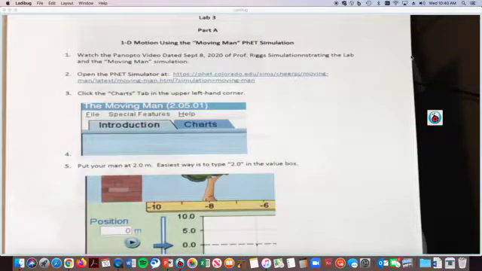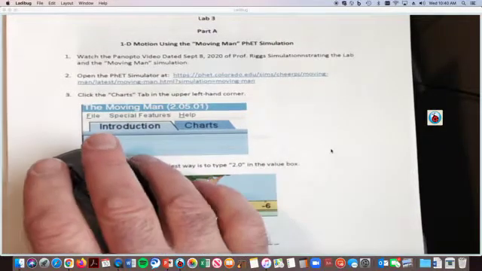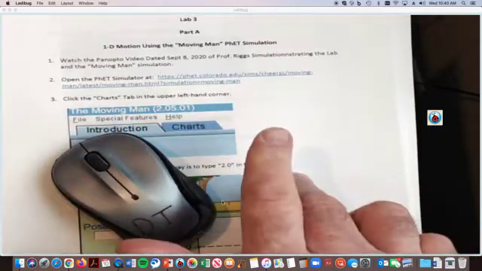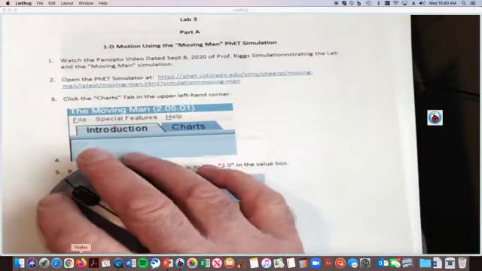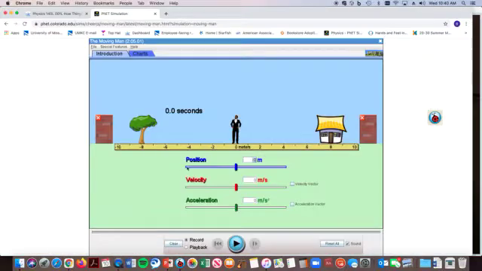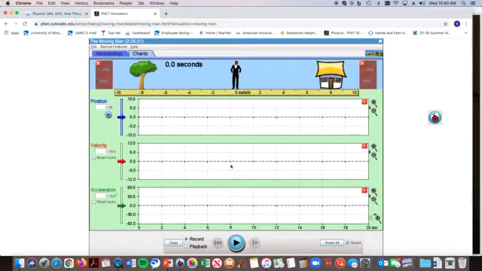Okay, so watch the Panopto video on simulating the moving man simulation. I don't think that's there, so you're going to watch this one. Then you open the web page here where you open it, and let's just go there. I'll be reading from this sheet while we're doing it together over here. So I'll go to charts, and here's where you're going to be able to analyze the graphs.